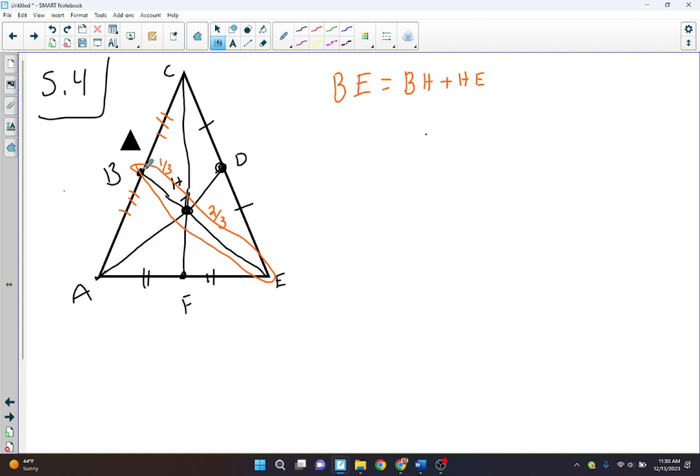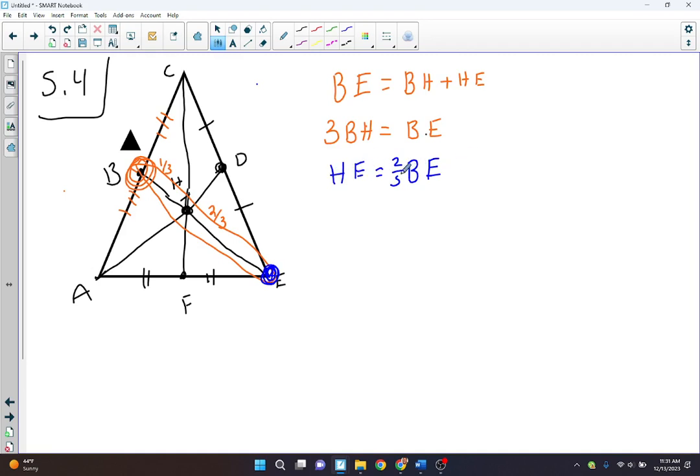So BH, the one that hits the side of the triangle, is always 1/3 of the big thing. So BH is 1/3 of BE. That means I have to multiply BH by 3 in order to match the big thing, BE. The one that hits the corner is 2/3, so HE is 2/3 of BE.